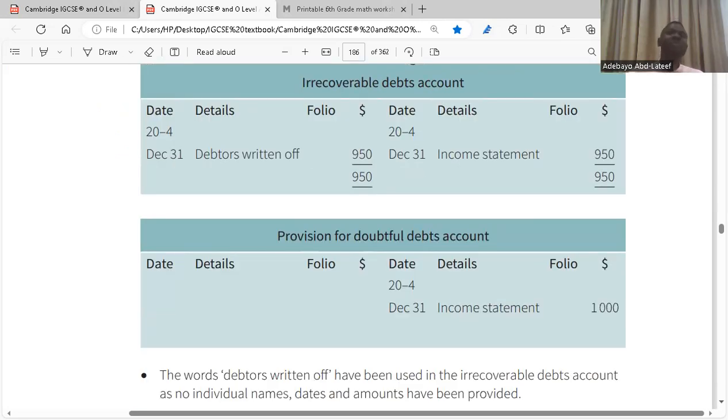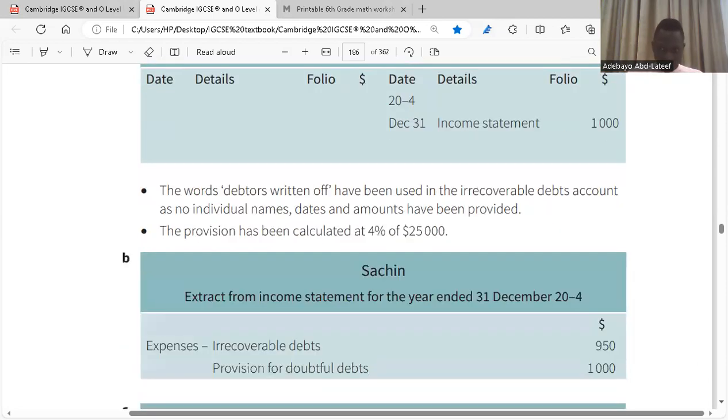The provision for doubtful debt was 4% of 25,000, so 1,000. So in your provision for doubtful debt account, you're going to have income statement of 1,000. I think that is clear. Okay. So when you have to prepare your extracts for the income statement, you're going to have the 1,000, which is the provision for doubtful debt, and the bad debt written off of 950 together, which is 1,950. That goes to your income statement as expenses.